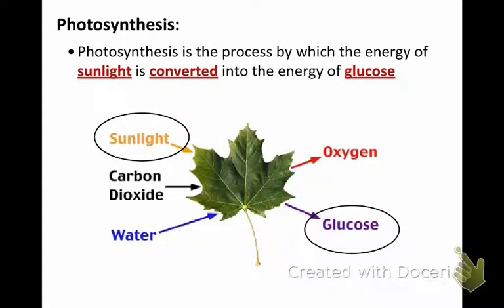So photosynthesis. Photosynthesis is the process by which the energy of sunlight is converted into the energy of glucose, which is why plants are freaking awesome. They take in sunlight, carbon dioxide, and water, and they turn it into oxygen and glucose, which is really important, right? Because we have to eat that glucose in order to survive. We can't turn the sunlight into our own glucose.